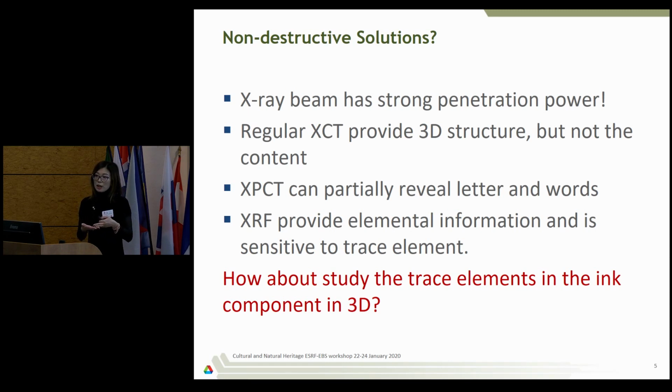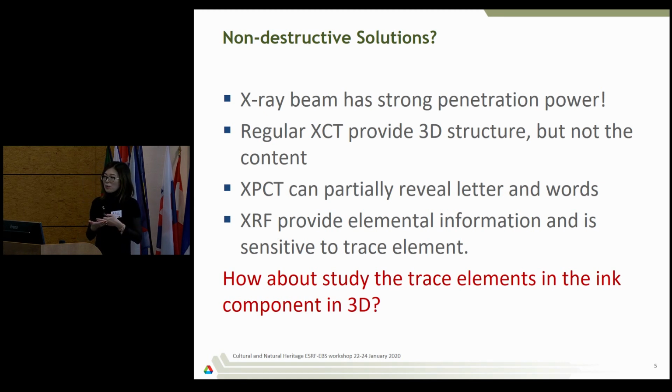But unfortunately, the absorption contrast between the carbon-based ink and the papyrus is so weak that it's impossible to read the content inside. Later on, my collaborator, Dr. Mochella, in the audience, and his collaborators used X-ray phase contrast tomography, and they succeeded in viewing partially the letters and some words in situ without unrolling these papyrus rolls. But this method is computationally intensive.